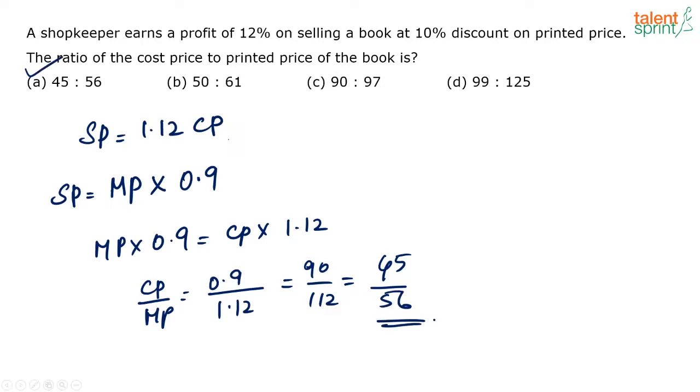Option A. Okay, see, he earns a profit of 12% on selling a book, means that profit is always earned in terms of cost price.